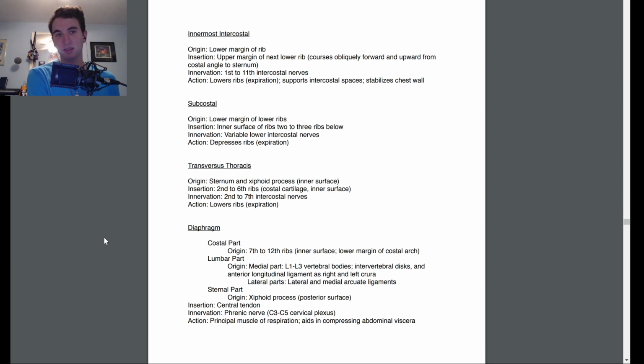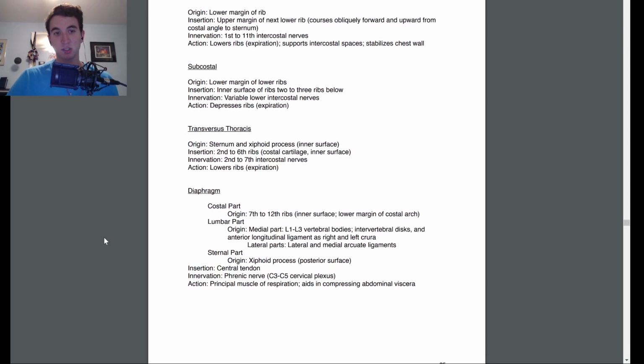Subcostal is our next muscle, and it originates at the lower margin of the ribs, inserts at the inner surface of ribs 2 to 3 ribs below. Innervation is caused by the variable lower intercostal nerves, and the action is that it depresses the ribs, expiration. And we have the transverse thoracis, which originates at the sternum and the xiphoid process, the inner surface, inserts at the 2nd to 6th ribs, costal cartilage, inner surface, innervation comes from the 2nd to 7th intercostal nerves, and the action is that it lowers ribs, expiration.